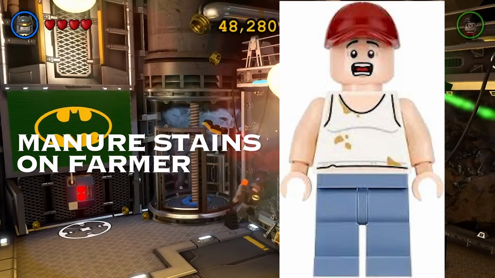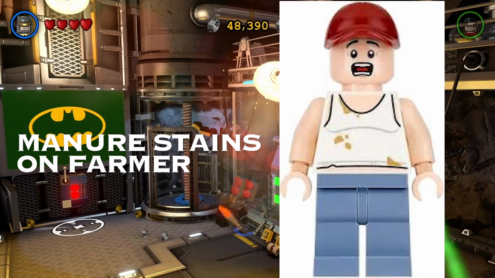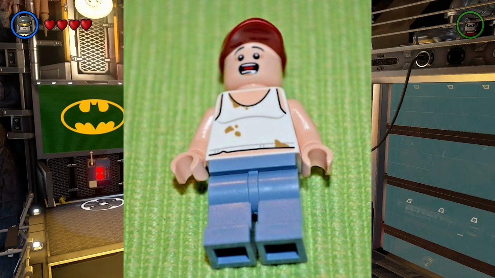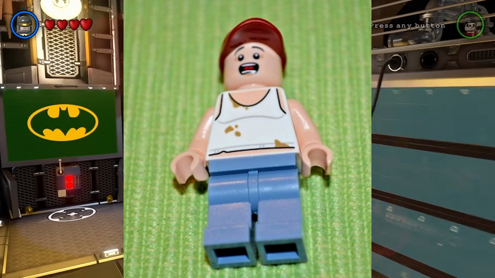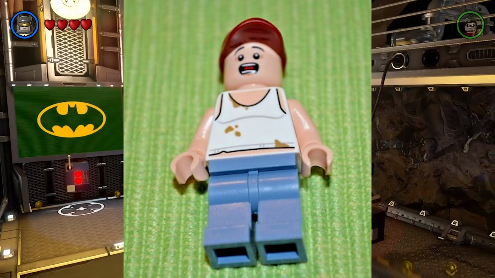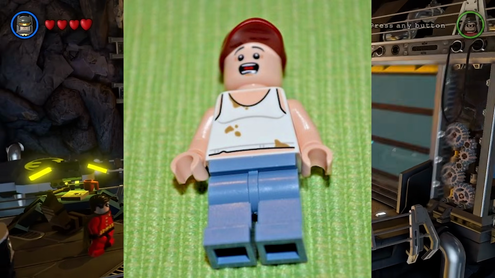Manure stains on Farmer in 76054. The Batman Scarecrow Harvest of Fear features a farmer minifigure who has these brown stains on his shirt. It can be inferred that the stains in question are animal manure.